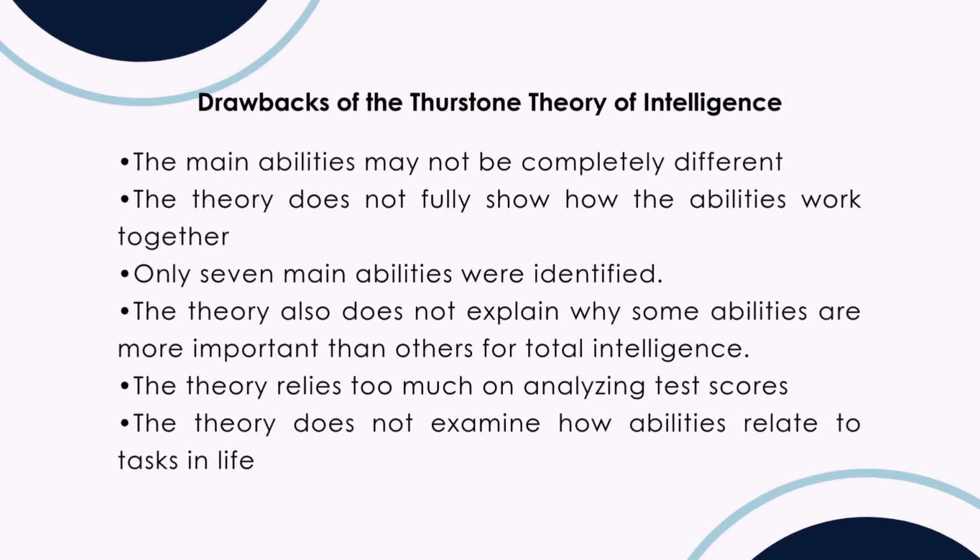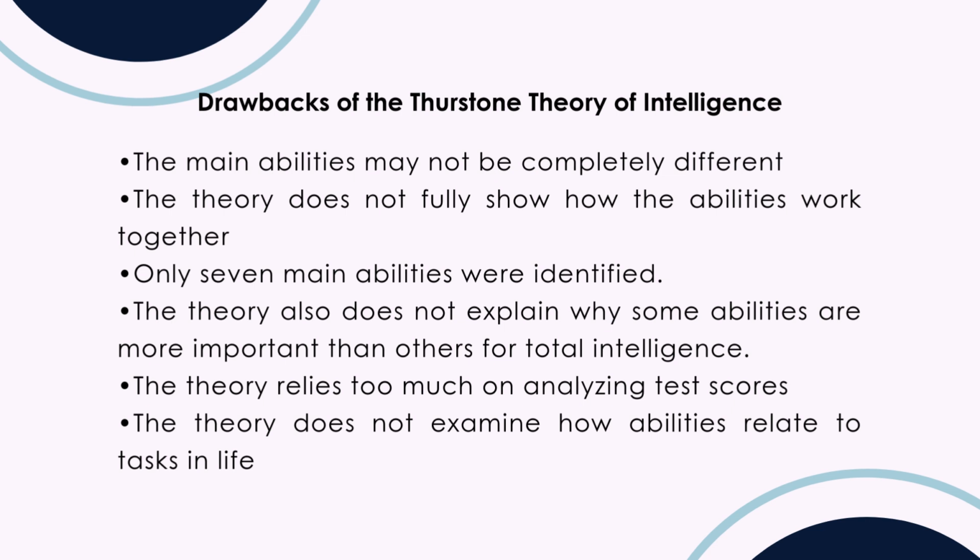Now let's move on to the drawbacks of Thurstone's theory of intelligence. Number 1. One problem is that the main abilities may not be completely different. Thurstone found that test scores on different abilities were somewhat connected. This shows that the abilities are related, not fully independent. Researchers debate how to truly separate the abilities.